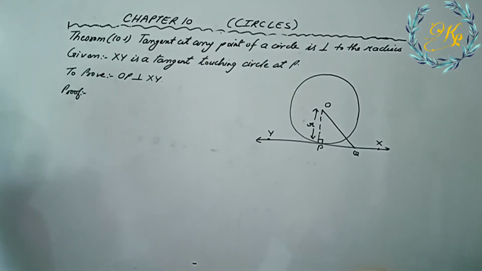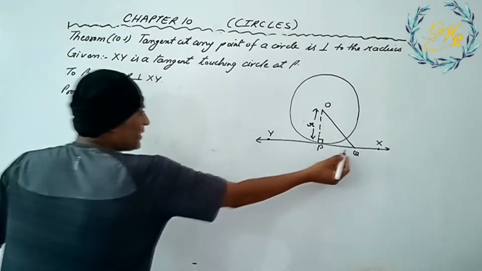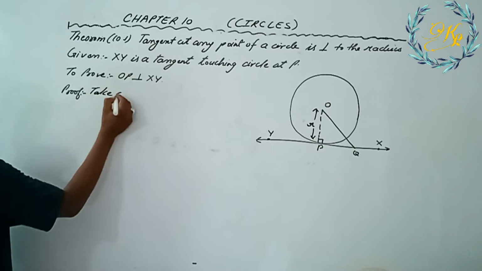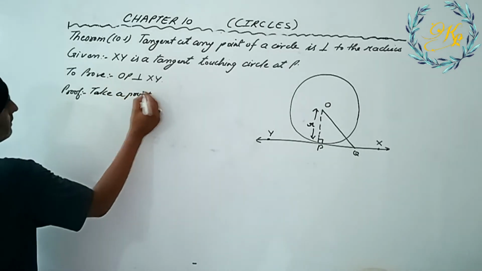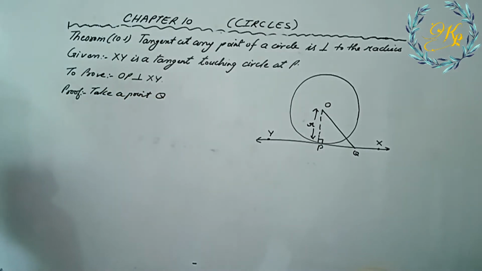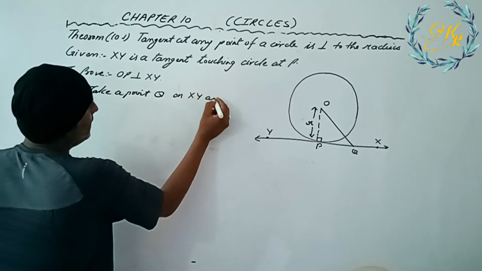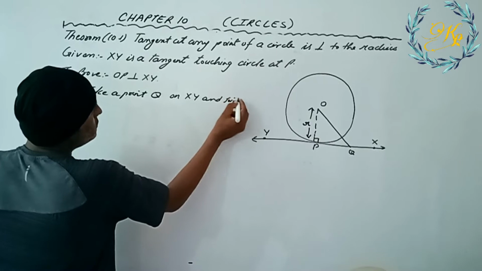In the proof we'll write, suppose we take a point Q on the tangent. So write, take a point Q on XY and join OQ.